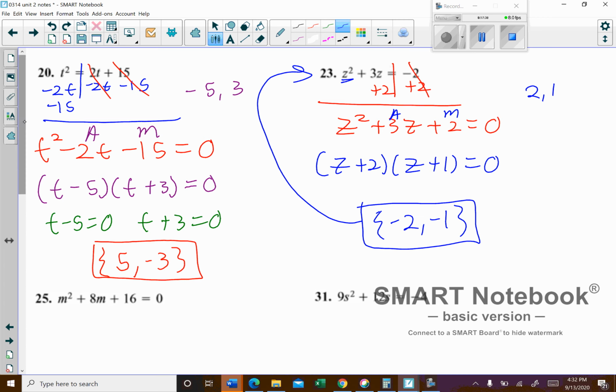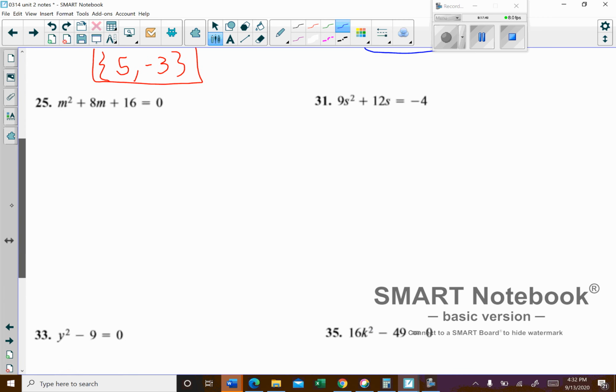Okay, let's try a couple more. So let's see, if we're looking at number 25, so let's see, A&M method. It's already ready to go. So multiplies to give us 16 and add up to 8. That's going to be 4 and 4. That's actually a perfect square trinomial. So it's m plus 4, m plus 4.